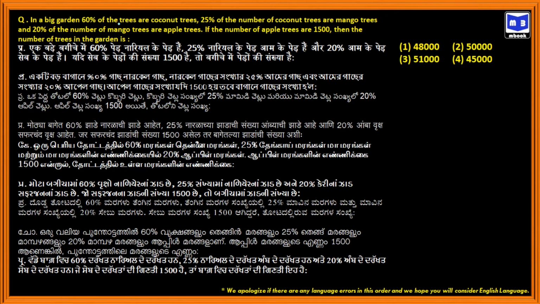In a big garden, 60% of trees are coconut trees and 25% of the number of coconut trees are mango trees and 20% of the number of mango trees are apple trees. If the number of apple trees is 1500, then the number of trees in the garden is, we don't know how many trees are there in the garden. That should be written as X.